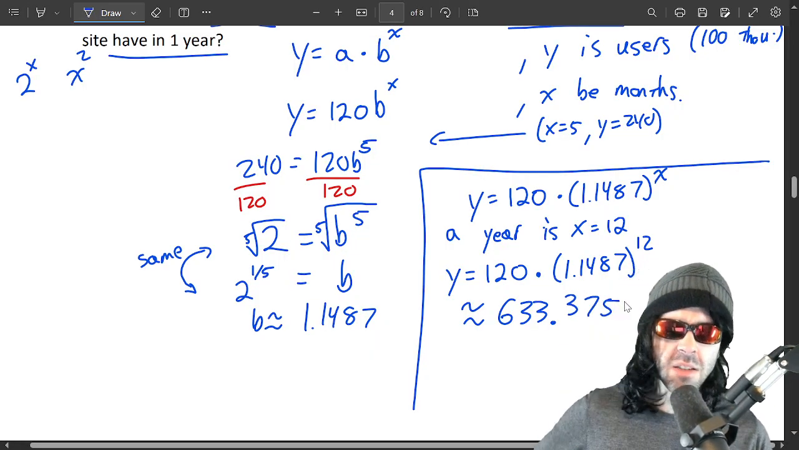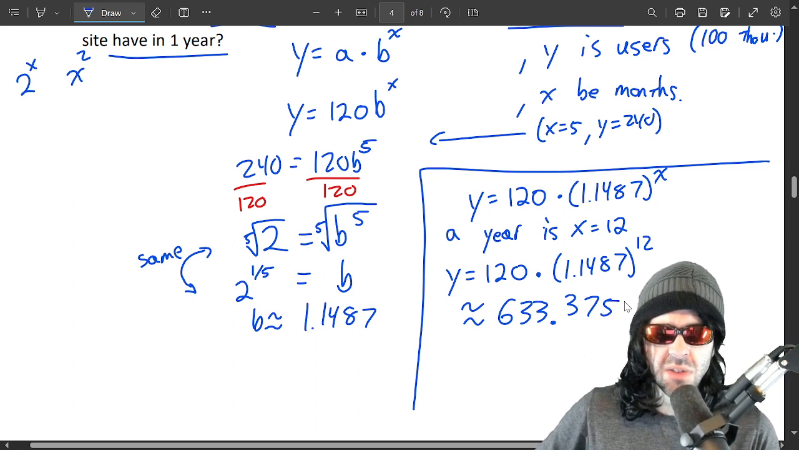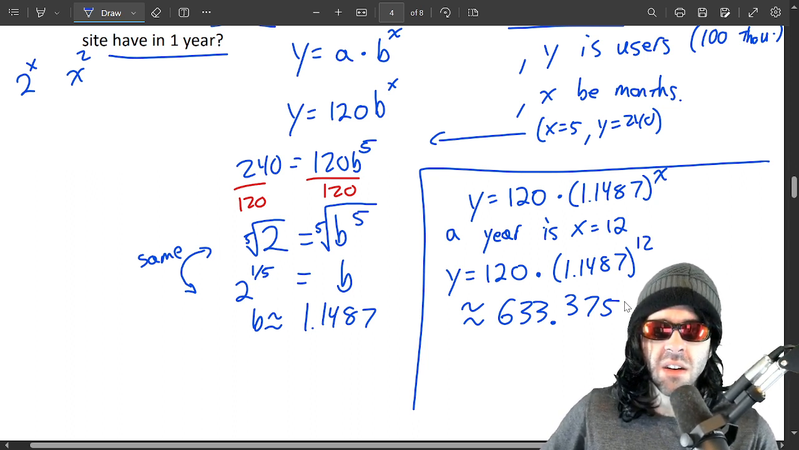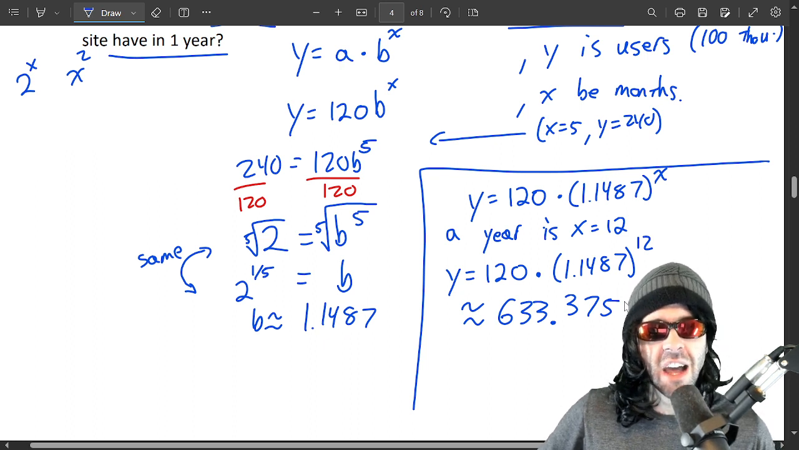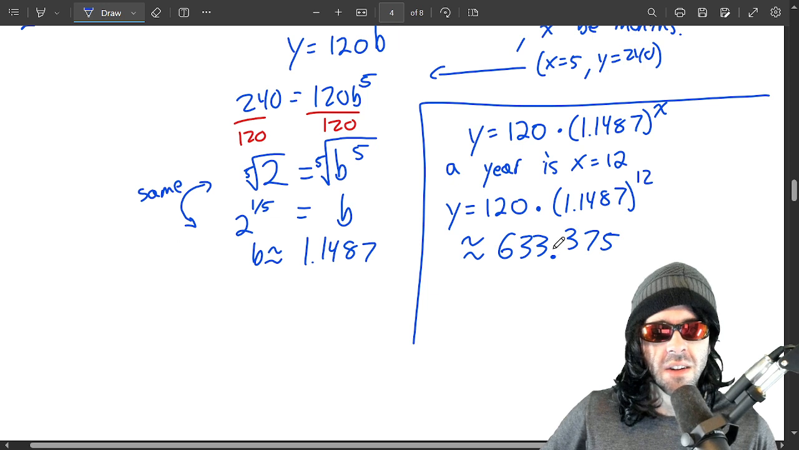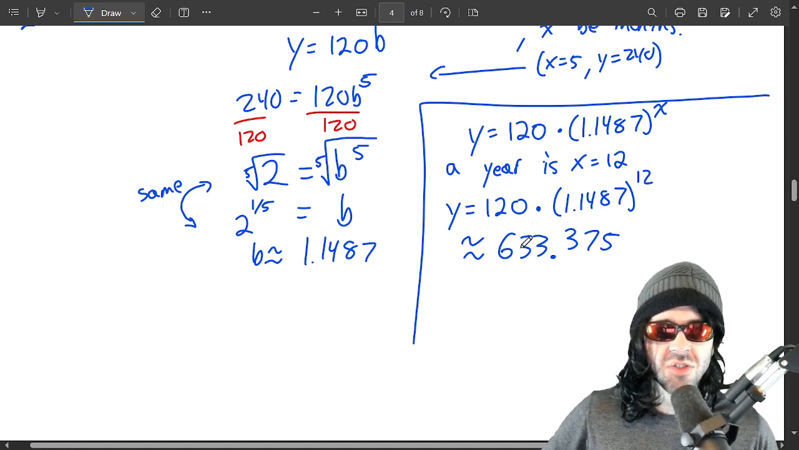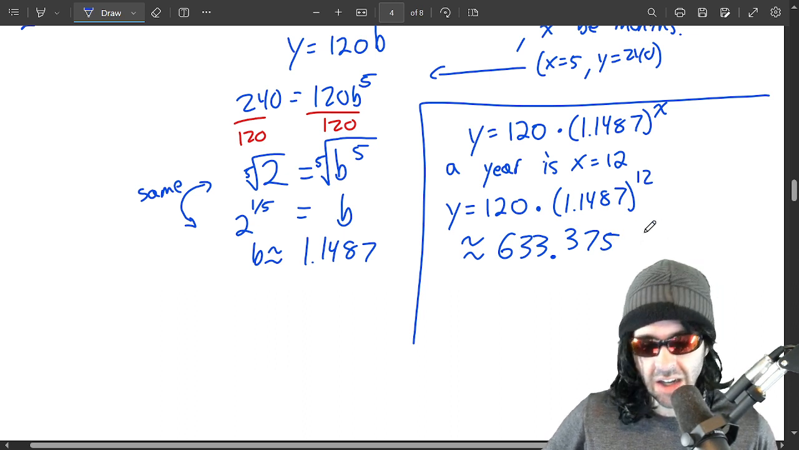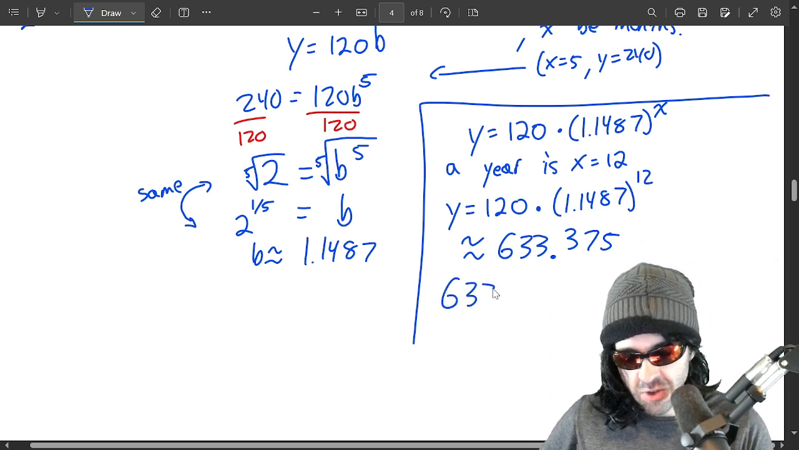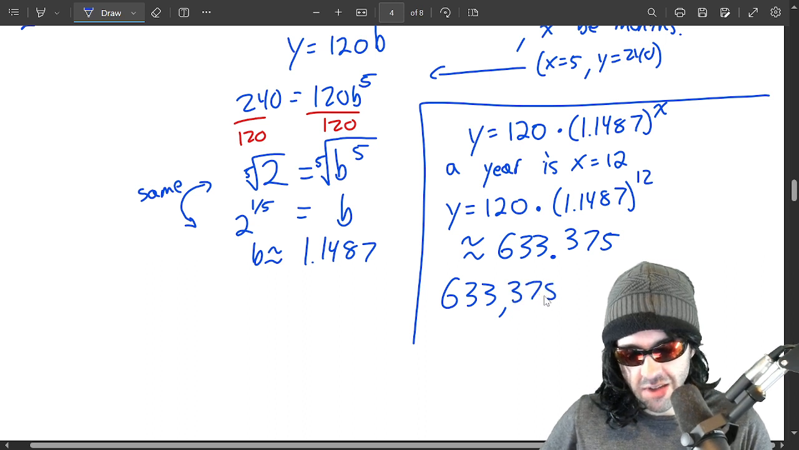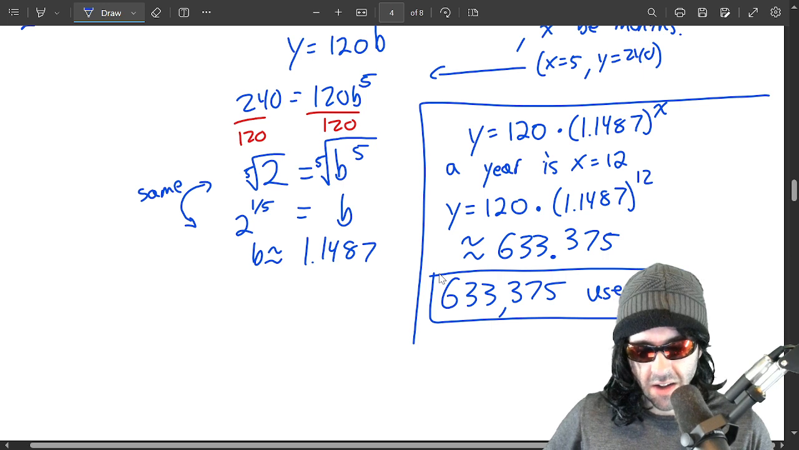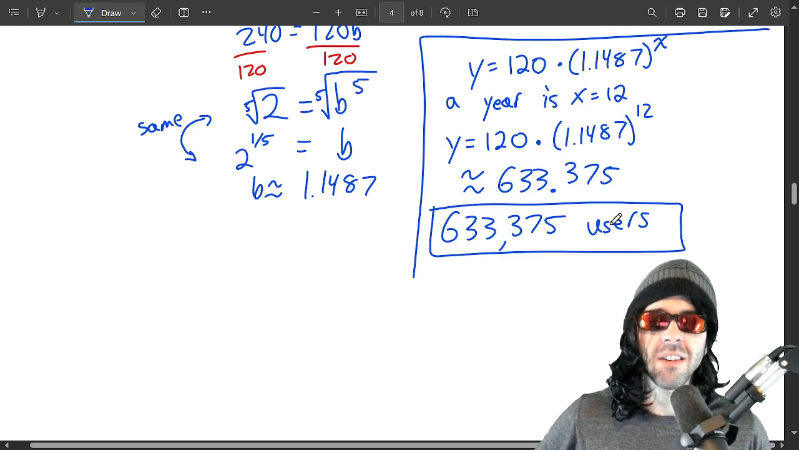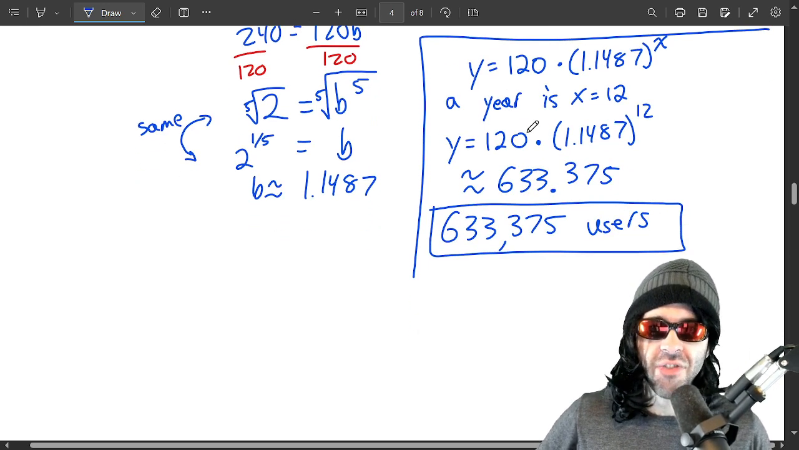Jason, why are you using decimal places if we're talking about how many users there are? Well, remember the users is in thousands. Okay, so we do need to include units in our answer here. This is not our final answer. Okay, we're going to say that 633,375 users after a year. And that's going to be our answer. Okay, and that's what we've got here.